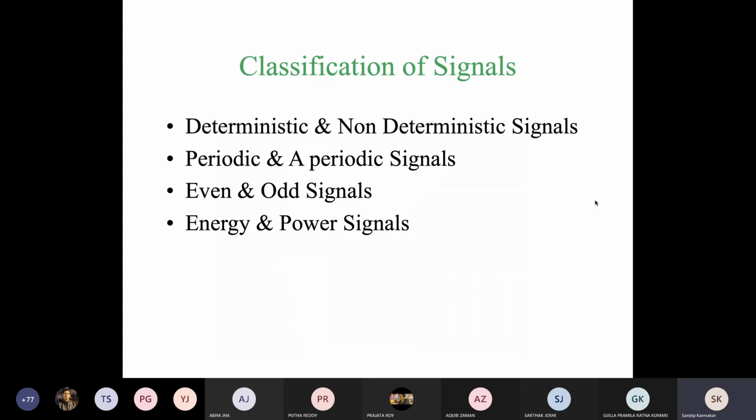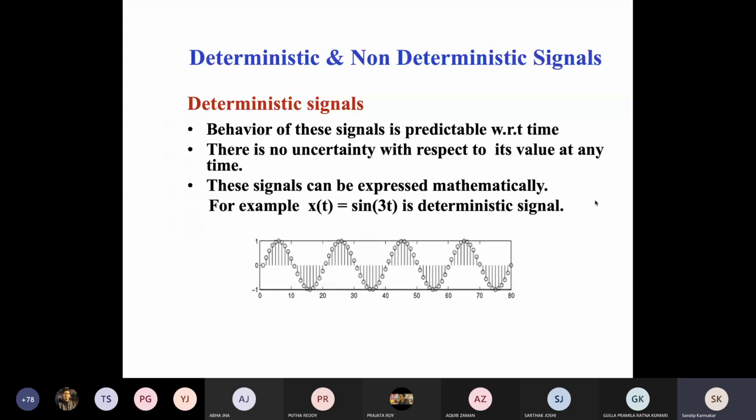Now, classification of signals: deterministic and non-deterministic signals, energy and power. Deterministic signal: the behavior of this signal is predictable with respect to time. There is no uncertainty with respect to its value at any time. These signals can be expressed mathematically. For example, x(t) equal to sin 3t is a deterministic signal.